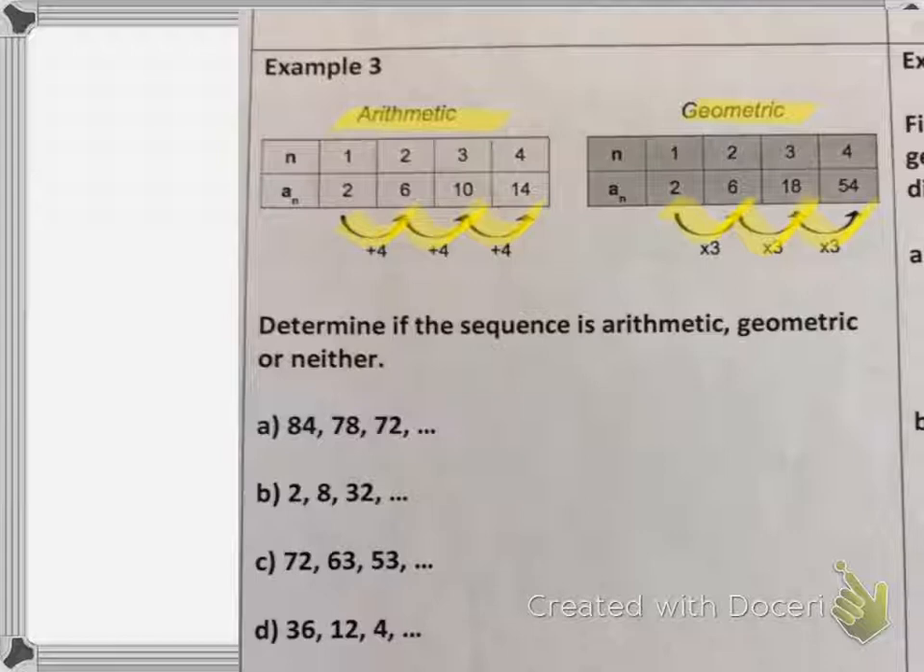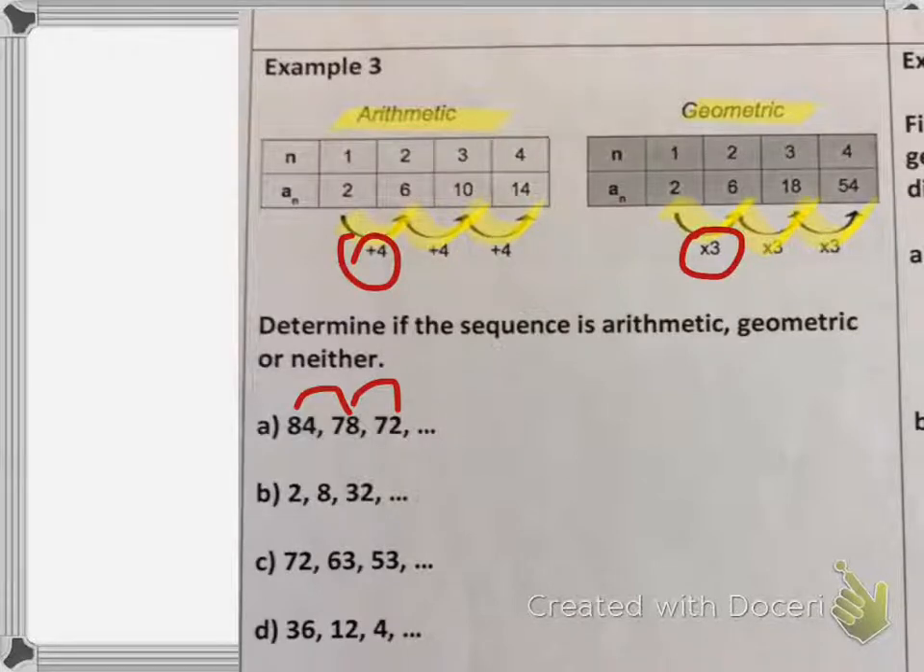So again, we can tell if it's arithmetic. We did this a couple of days ago. We can tell if it's arithmetic if we're adding to get from one number to the next. We can tell if it's geometric if we're multiplying by one number to get to the next. So let's see if we can figure out what we're doing here to get from one number to the next number. So 84 to 78, 78 to 72.